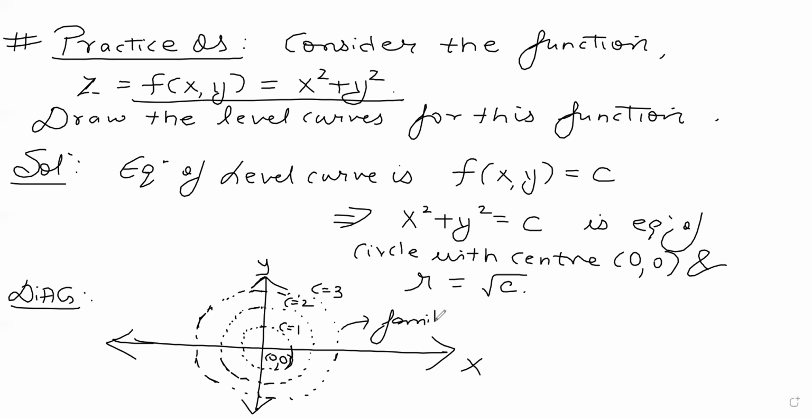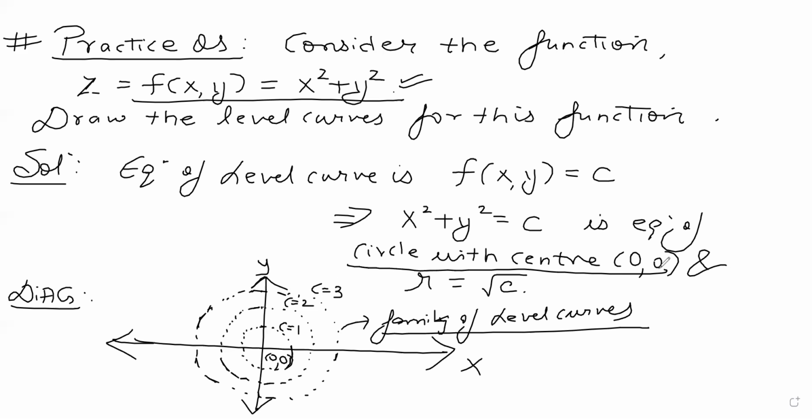I can write family of level curves. That means if you are ever going to plot x square plus y square in the 3-dimensional space, what will be the level curves? The level curves will be nothing but circles with center at 0, 0 and radius equal to square root of c. These will be the level curves if you go to plot the diagram in the 3-dimensional space. Okay, and similarly, if I take another example, this was question number 1.